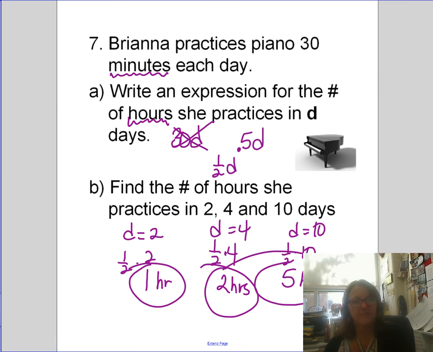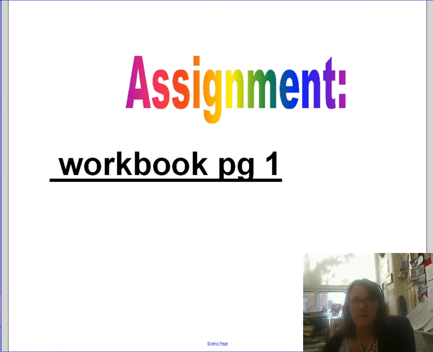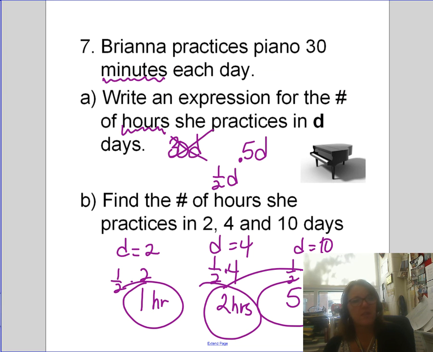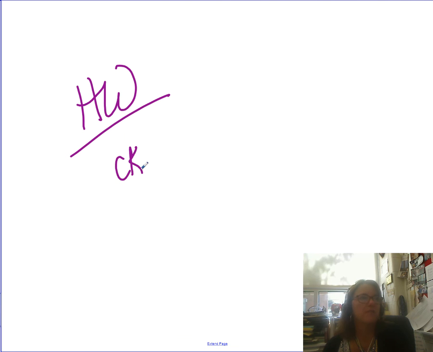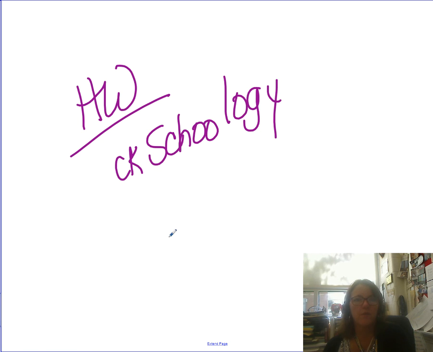There you go. Okay. Well, we're off. And actually, what I'm going to tell you to do is go ahead and check on Schoology for what your assignment is. Okay. Homework, check Schoology. Part of it will be this workbook page, the first one, and then we'll continue on from there. So good luck, and may the force be with you.